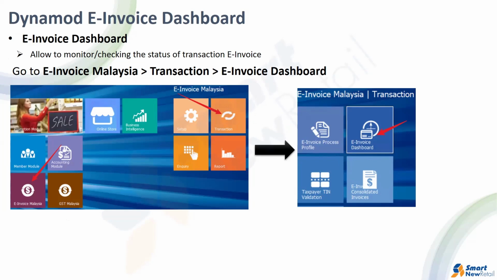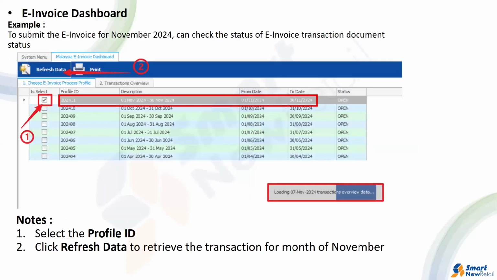So for our dashboard, you can access through e-invoice Malaysia, transaction, and then e-invoice dashboard. For example, you want to submit the e-invoice for November 2024. You can check the status of the e-invoice transaction document status. From the dashboard, you can click on the profile ID for the month. Like I say, it's November. You select November, then you click on refresh data. It will retrieve the transactions for the month of November.